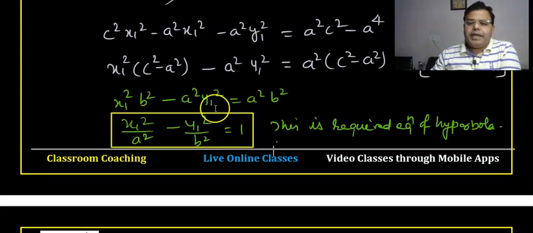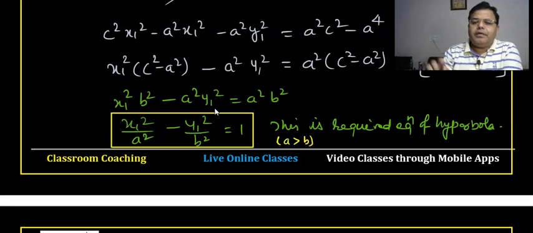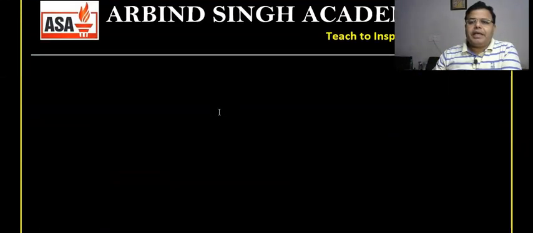Now what will happen here? Clearly a is greater than b, and this is only when a is greater than b. Then what will happen when a is less than b? Then the focus lies on the y-axis, and the transverse axis will be along the y-axis, and the conjugate axis will be along the x-axis.